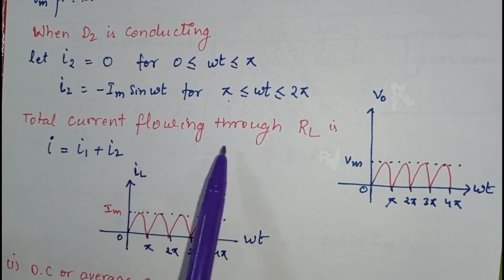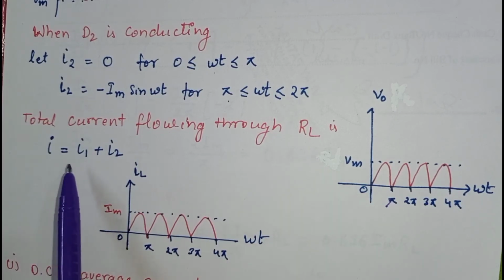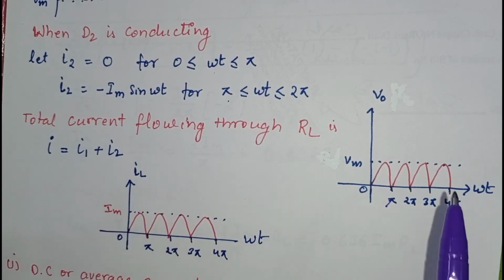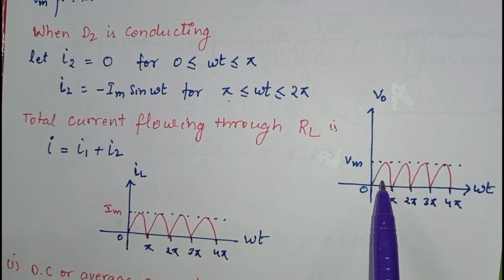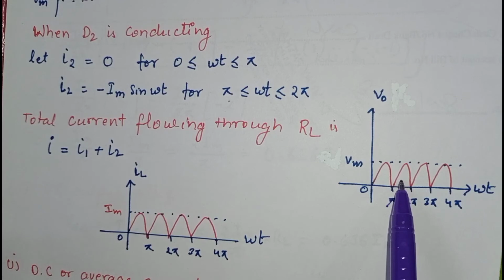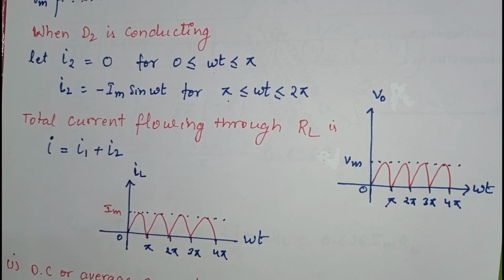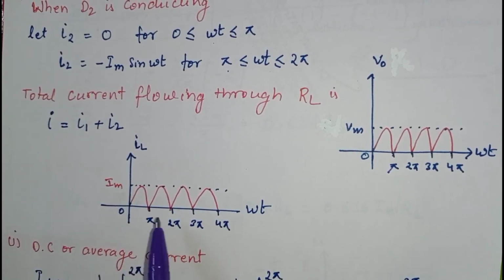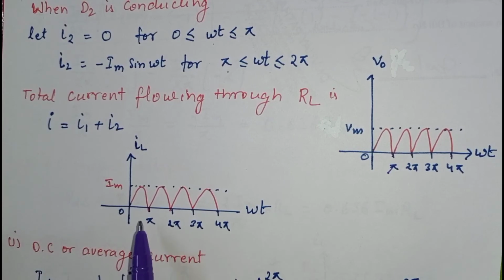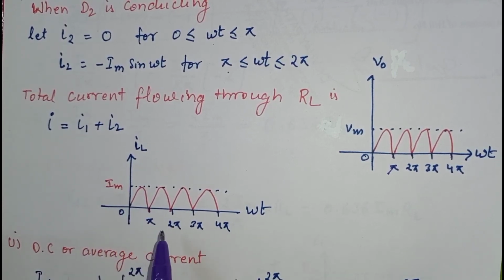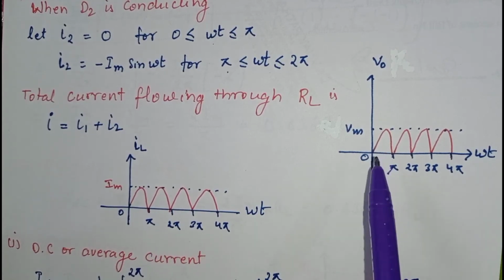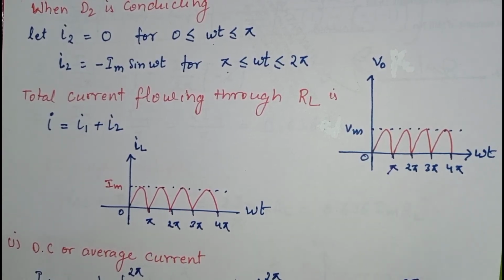Now the total current flowing through RL is I equals I1 plus I2. This current is due to the positive half cycle, and this is due to the negative half cycle, again positive half cycle and negative half cycle. So the total output is this one. And the waveform of the current IL will look like this. This is the maximum value of the current, and the waveform of the load current will be the same as that of the output voltage.